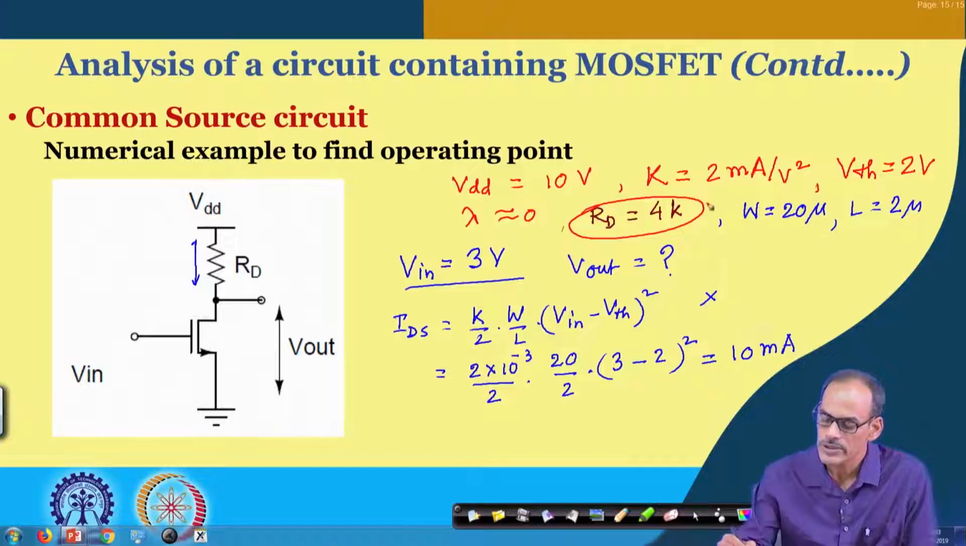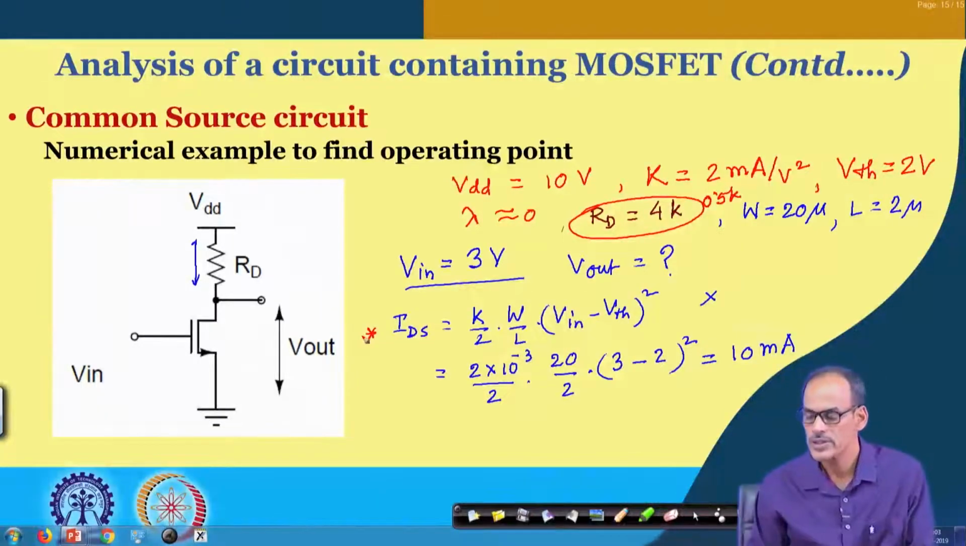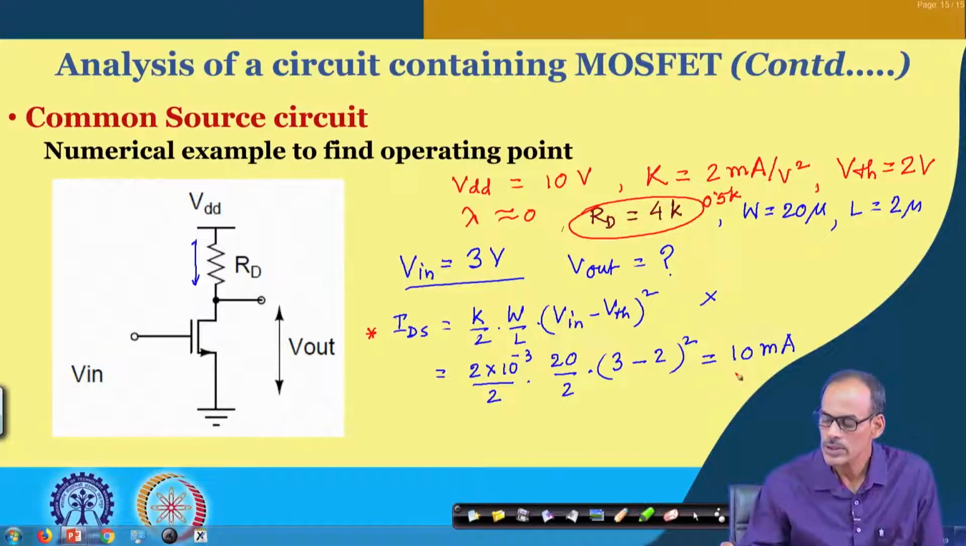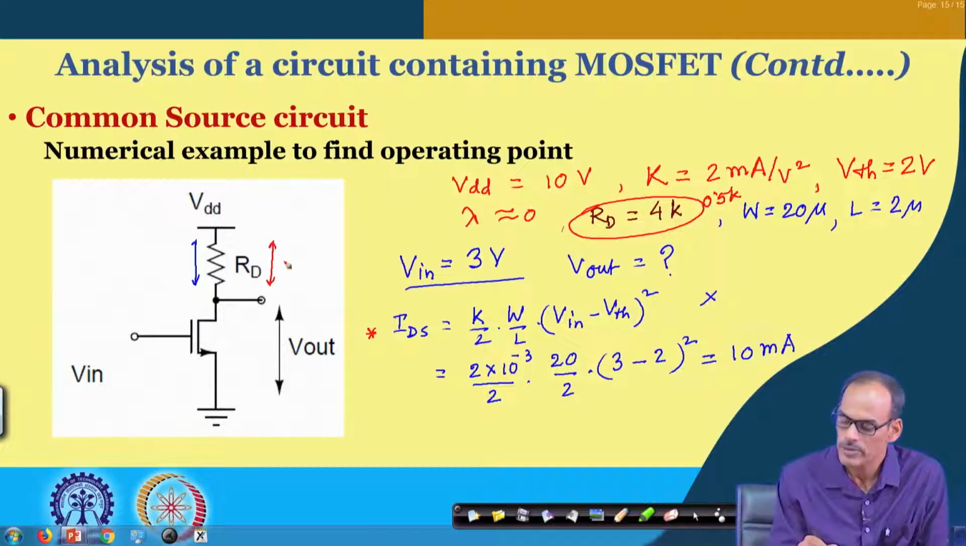So, let us consider this is 0.5 k. Then what will be the situation? If I start with the assumption that the device is in saturation region, then the current should be 10 milliampere. So, the voltage drop across this R of 0.5 k will be 5 volt.